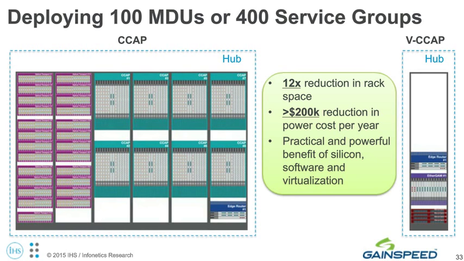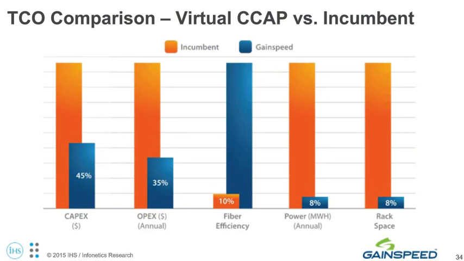So when you look at an overall TCO, we've done a number of models together with different providers. You'll see that from a cost standpoint, the virtual CCAP architecture saves you on a number of fronts, right? On the capital side, it's less than half the cost of a traditional, legacy CCAP architecture. It's about a third of the overall OpEx. A large part of that OpEx savings comes from power and rack space, so real estate.